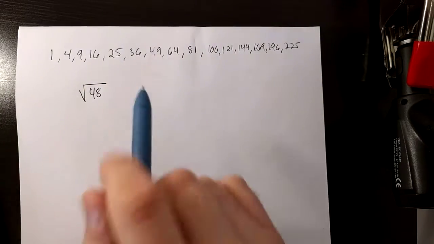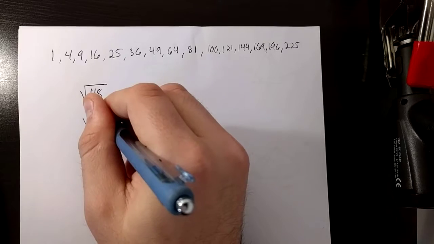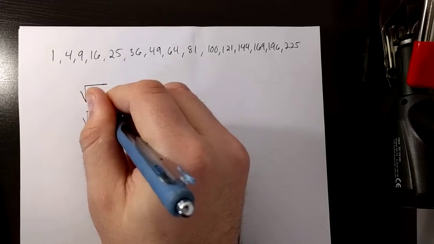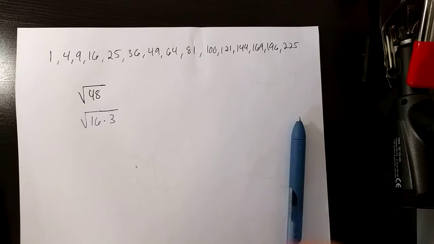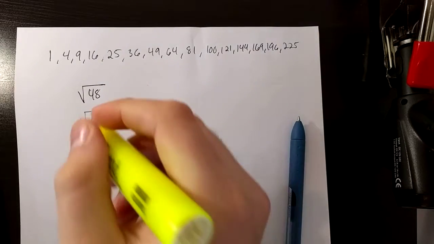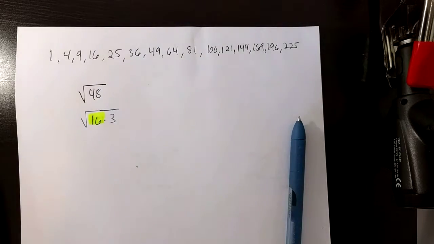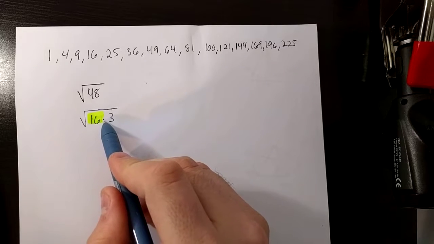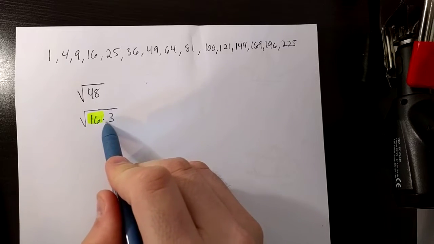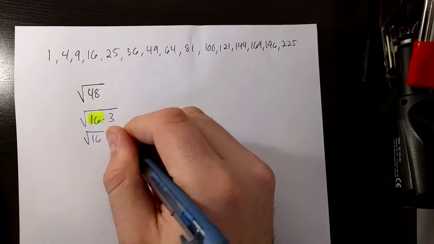So I'm going to rewrite the square root of 48 as the square root of 16, the perfect square, times 3. In the beginning, I said the goal of the problem is to eliminate any perfect squares from underneath the radical. So we need to move this number to the outside of the radical. And we do that by using the multiplication rule of radicals. If you have two numbers multiplying together underneath the radical, you can rewrite them as two radicals multiplying.